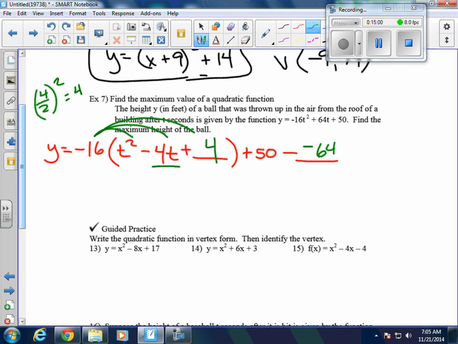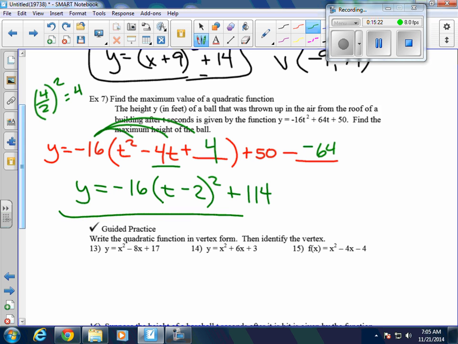Now we write this in quadratic form, in the vertex form, actually. So it's going to be t minus 2 squared, because t squared minus 4t plus 4 is a perfect square trinomial. We can write that. Now we have 50 plus 64, which is 114. So here is our equation in vertex form.